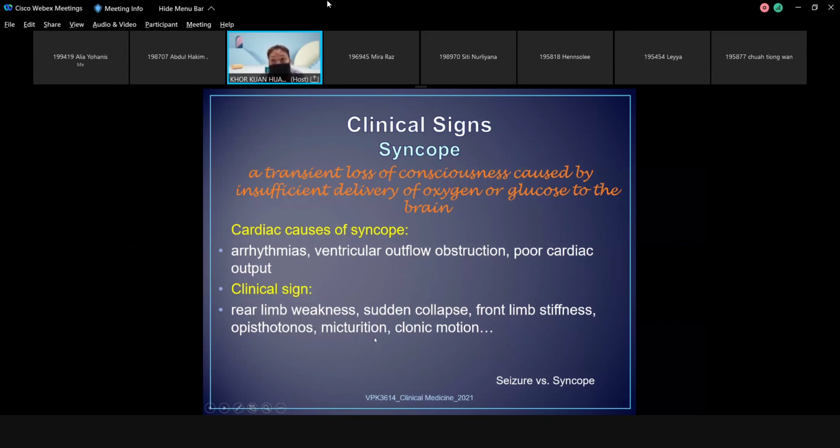Okay, so I would then assume that everybody knows how a seizure looks like. So let's look at the description of what I'm saying about syncope. Syncope can have a couple of these signs. Okay, they can have rear limb weakness. They suddenly collapse. Then their forelimb becomes stiff. They can have opisthotonus. They might even micturate, meaning urinate, or they may even have clonic motion. Now, do those signs look like a seizure or not?